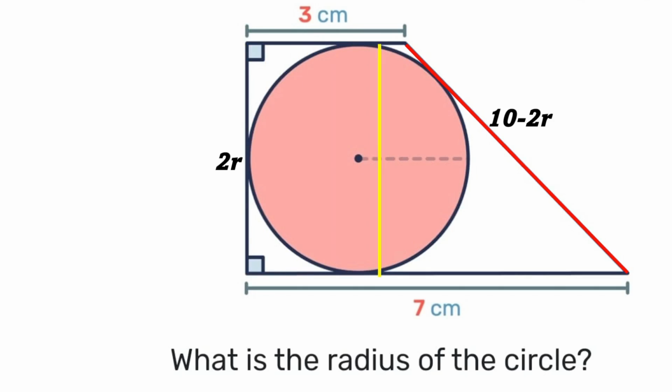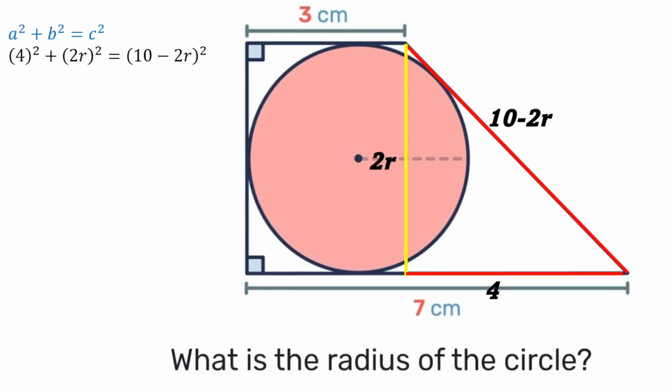That will also be the same in that side there over to the right, where we see a right angle triangle. At the bottom, that side in red will be the complete distance of 7 minus the 3 at the top, which leaves us with 4. So we now have a right angle triangle and we can use Pythagoras Theorem. So the square of 4 plus the square of 2r will be equal to the square of 10 minus 2r.